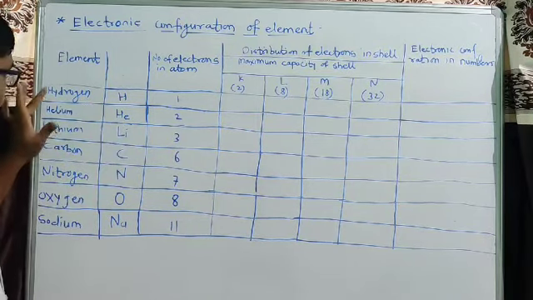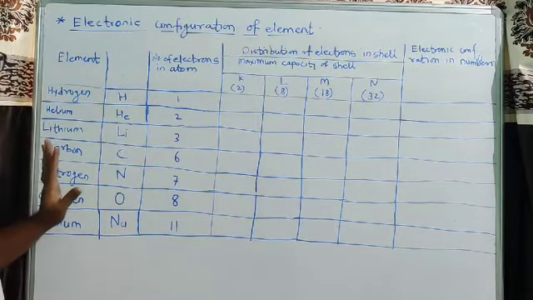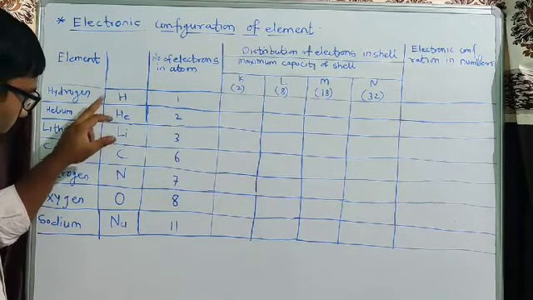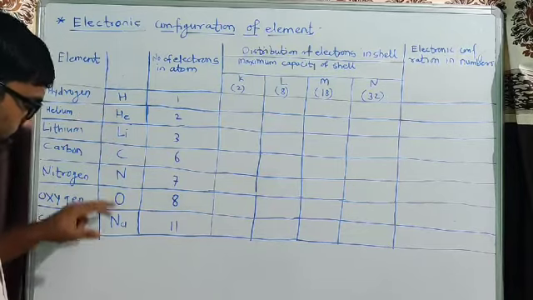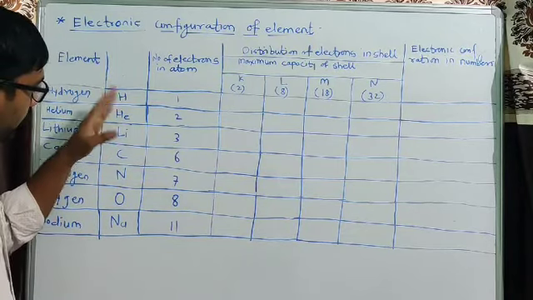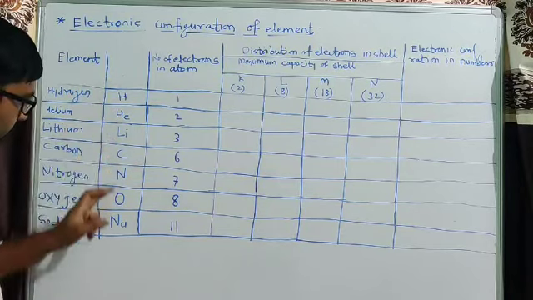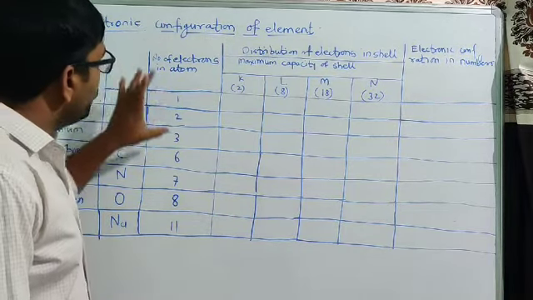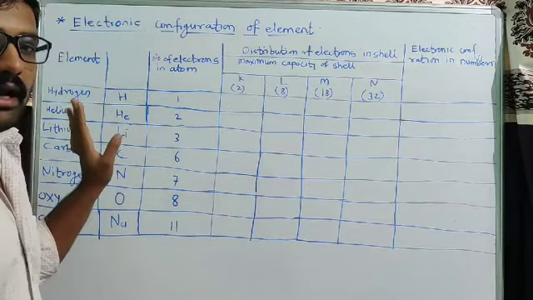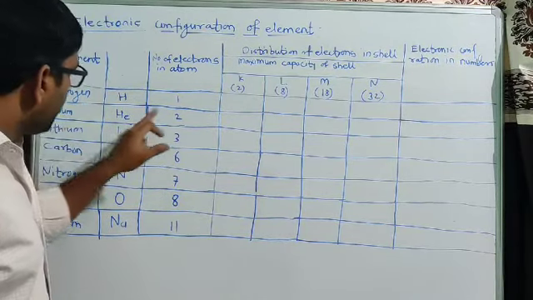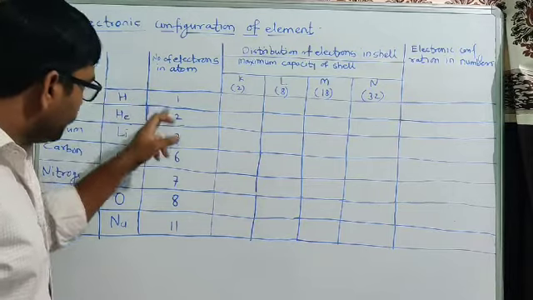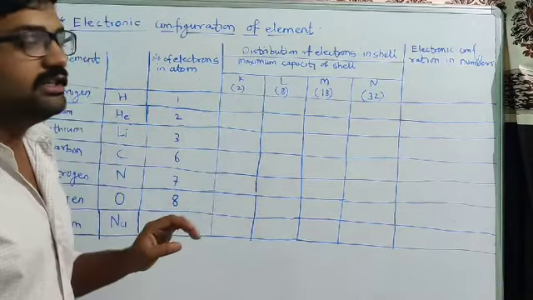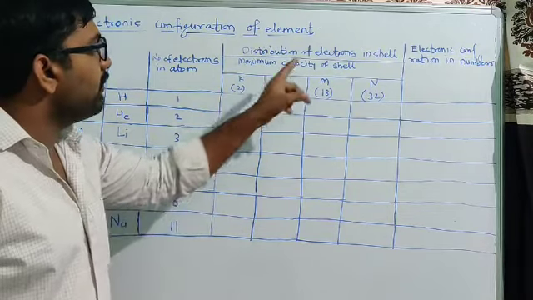First is the element. Different elements are given. Then its name in short form, how they are used in the periodic table. How we can denote such an element, those short names are given in the second column. Then the number of electrons in that particular atom. If it is a helium atom, how many electrons are there, that is given in this chart. Then the distribution of electrons in shells, and the maximum capacity of the shell.